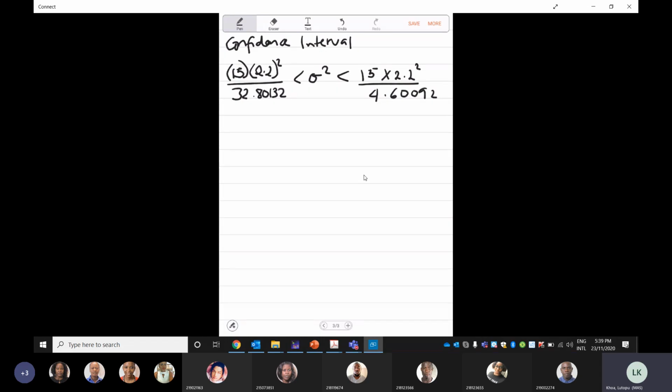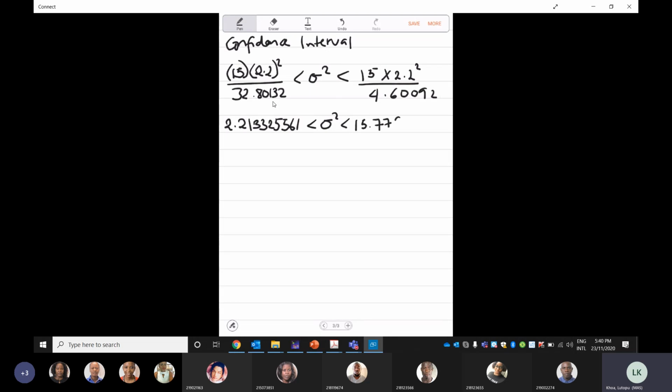I like to leave it to 4 decimal places. I think that's a good approximation. So I'll write down the whole thing I got from the calculator and then round off to 4 decimal places. So here, when you work this out, 15 times 2.2 squared over your chi-square value, you get 2.2133255561. And over here, 15.80132.